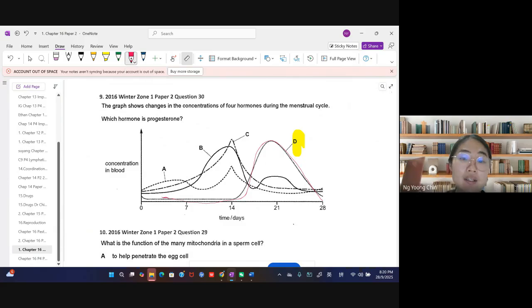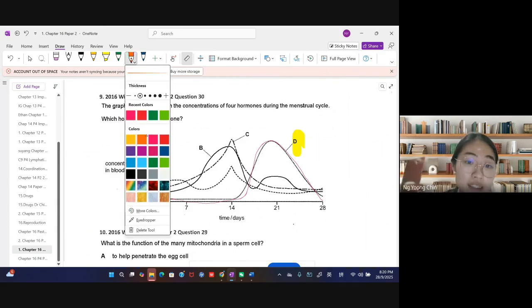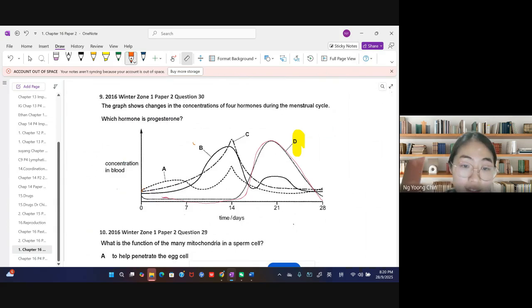Then how about A? A, B, C, D. A, you can see the trend, right? You follow it. See the A. It actually has the highest level in the first 5 days, and then drops down, and then increases again on day 14. So this one must be the FSH hormone, right? The FSH hormone.